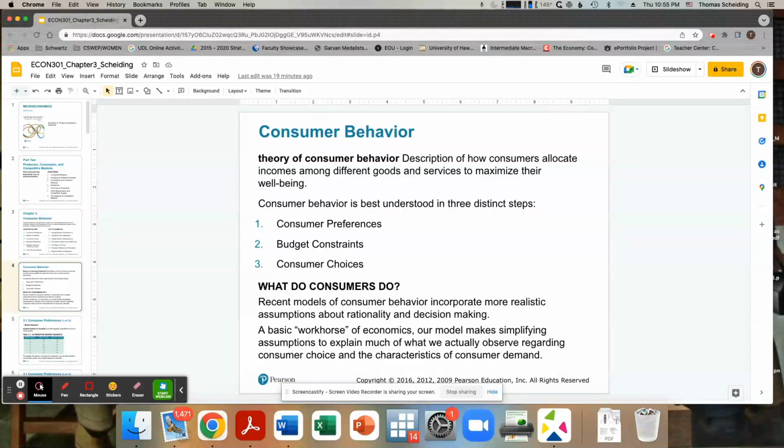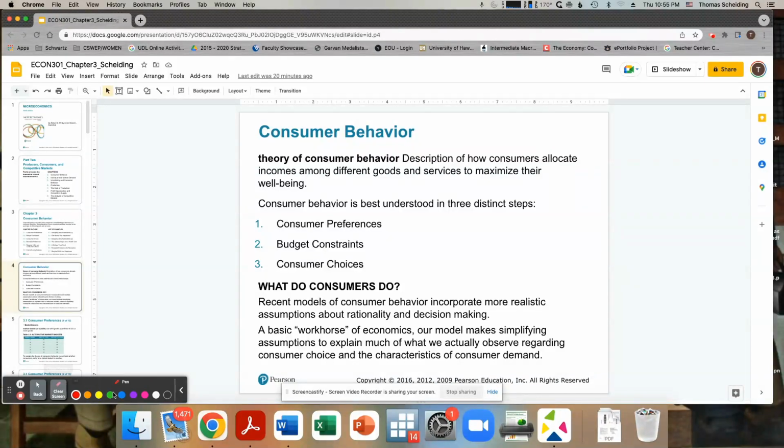So, the way that consumers make decisions, what we do is we understand them as maximizing something subject to a constraint. What they're maximizing is their happiness, which we understand in economics terms as utility. And the constraint that they face is their income. So, what that means is that there are three steps.